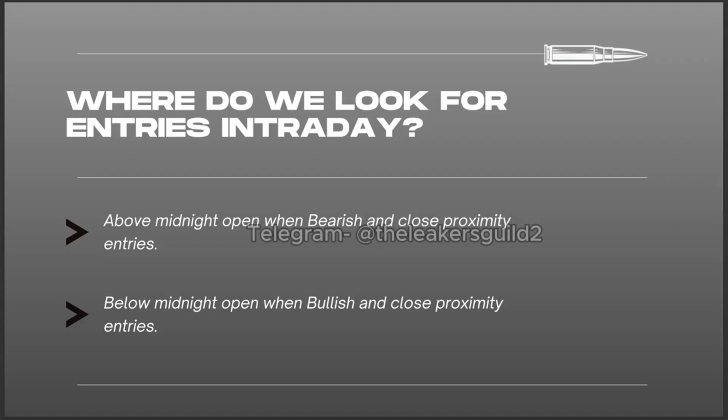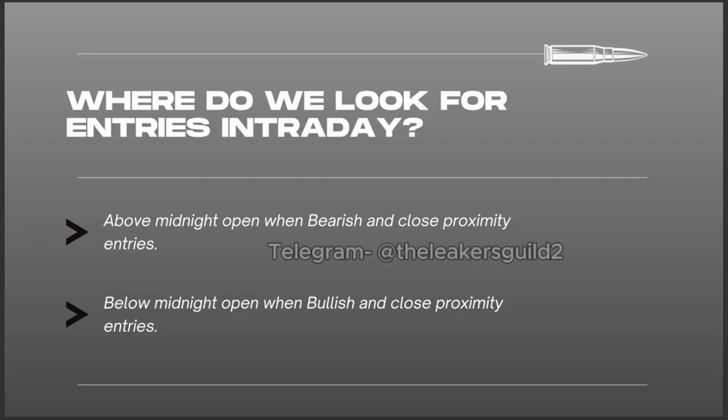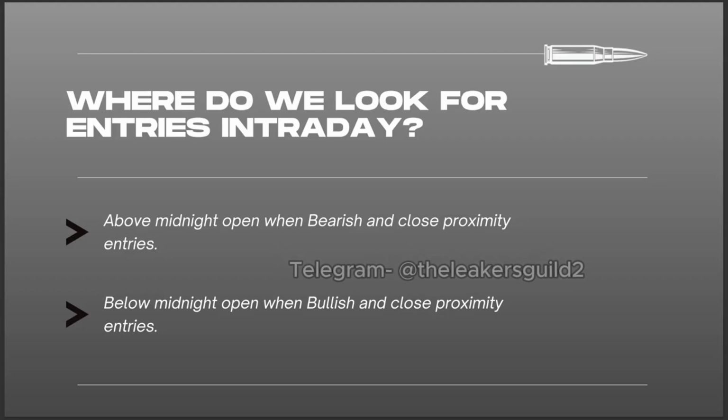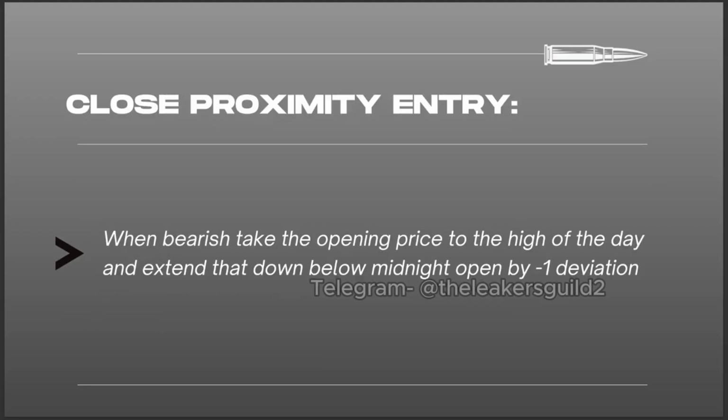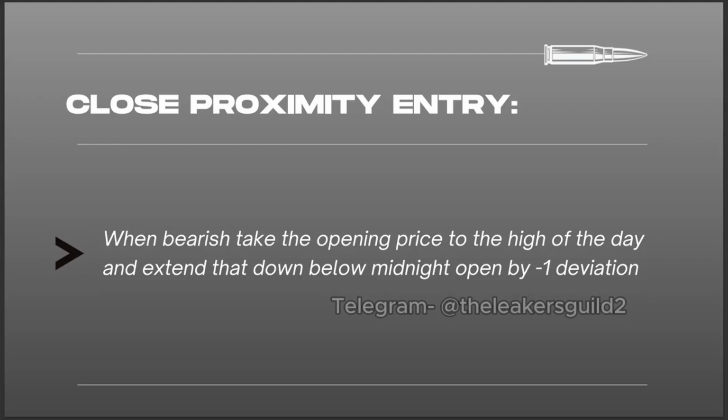So where do we look for entries intraday? As always, map out your New York midnight opening price, right? Look above midnight opening price when bearish, and a close proximity entry. We're going to be talking about that a little bit more in the next slide. And if we are bullish, below midnight open, right? And a close proximity entry. Now, what is a close proximity entry? When bearish, take the opening price to the high of the day and then extend that down below midnight open and use one standard deviation of this.